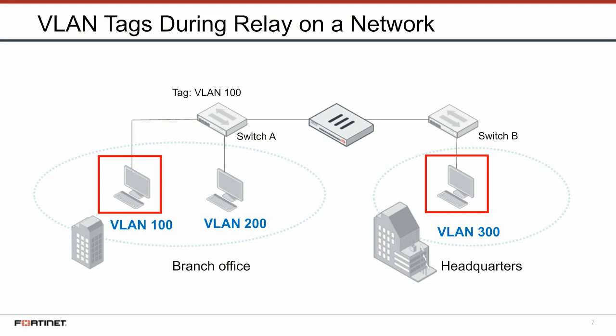In this example of NAT Operation Mode, a host on VLAN 100 sends a frame to a host on VLAN 300. Switch A receives the frame on the untagged VLAN 100 interface. After that, it adds the VLAN 100 tag on the tag trunk link between Switch A and FortiGate. FortiGate receives the frame on the VLAN 100 interface. Then, it routes the traffic from VLAN 100 to VLAN 300, rewriting the VLAN ID to VLAN 300 in the process. Switch B receives the frame on the VLAN trunk interface and removes the VLAN tag before forwarding the frame to its destination on the untagged VLAN 300 interface.